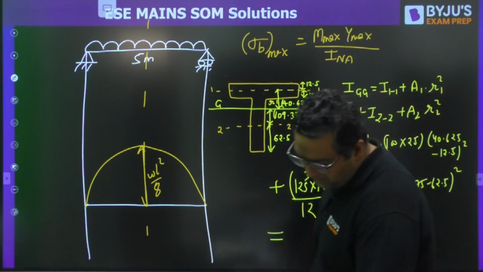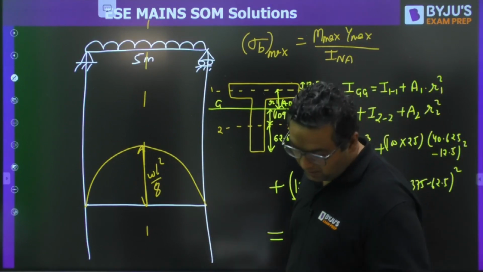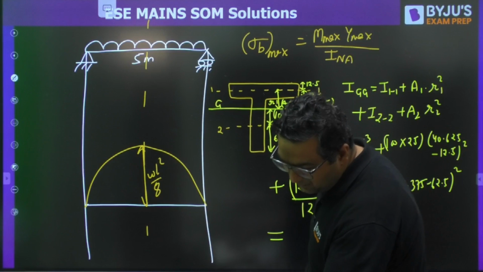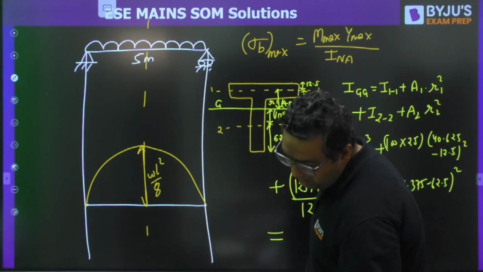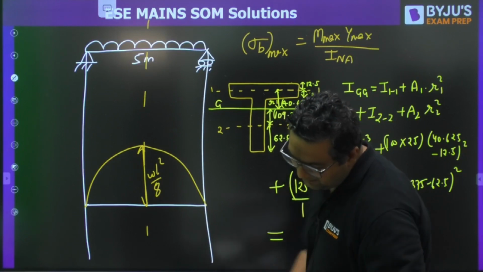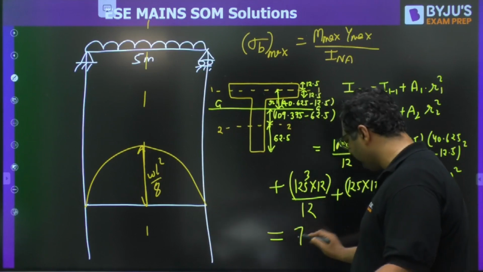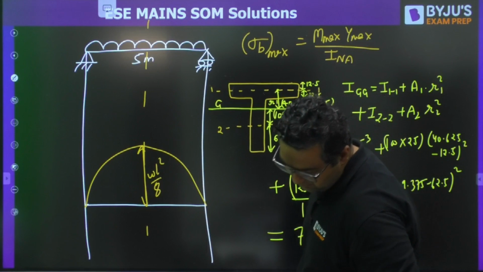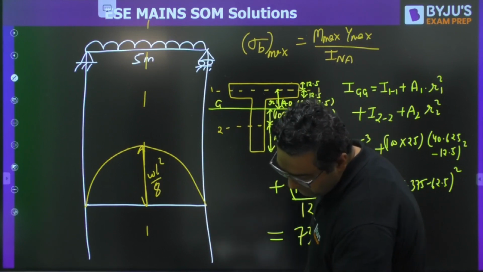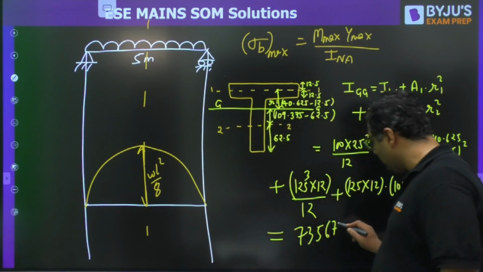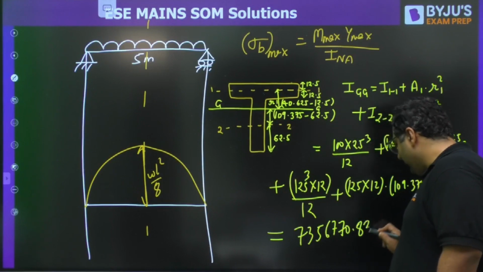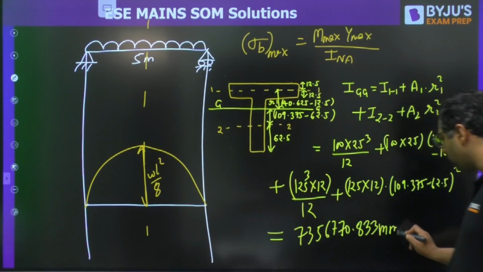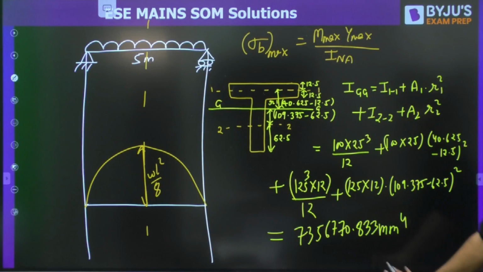As per my calculation, they are very lengthy calculations, my dear. So obviously without a calculator it is not possible. After solving this, we are getting the answer as 73567, which is about 70.833 mm to the power 4. Okay, you will get this.